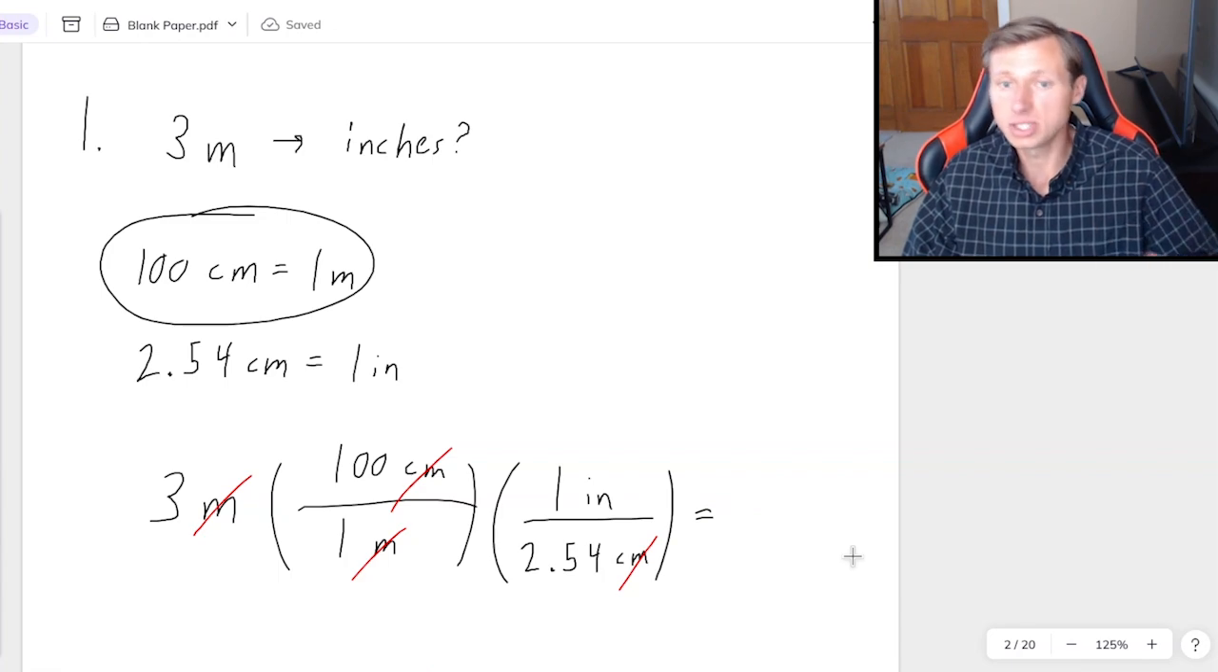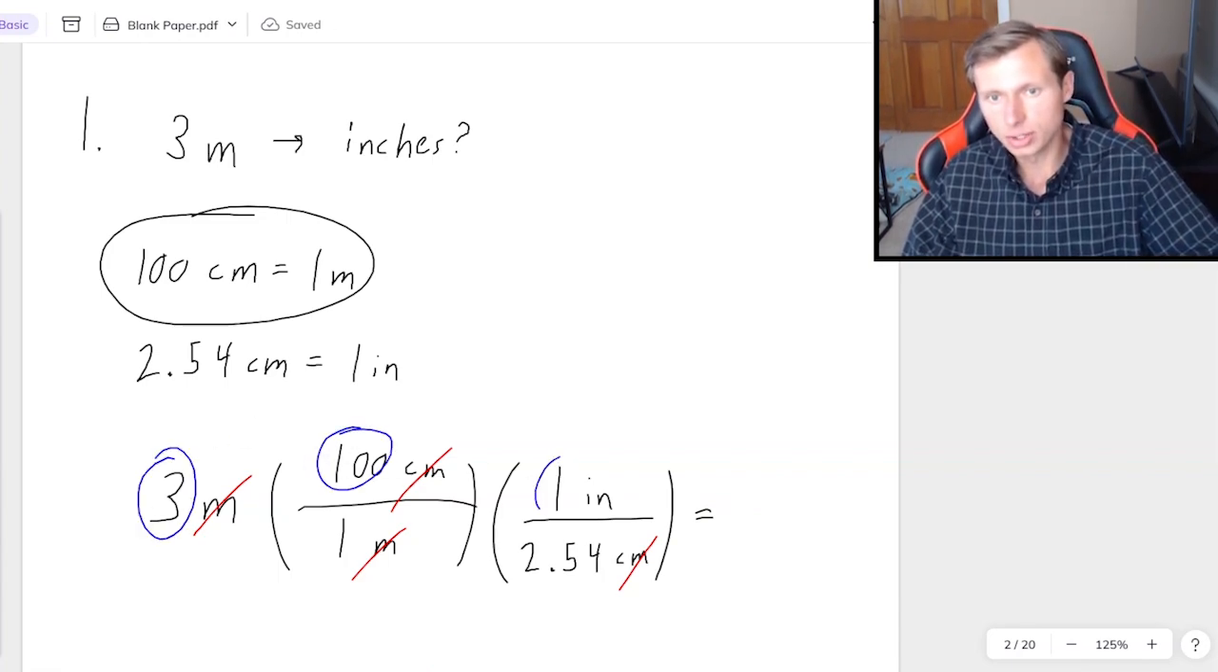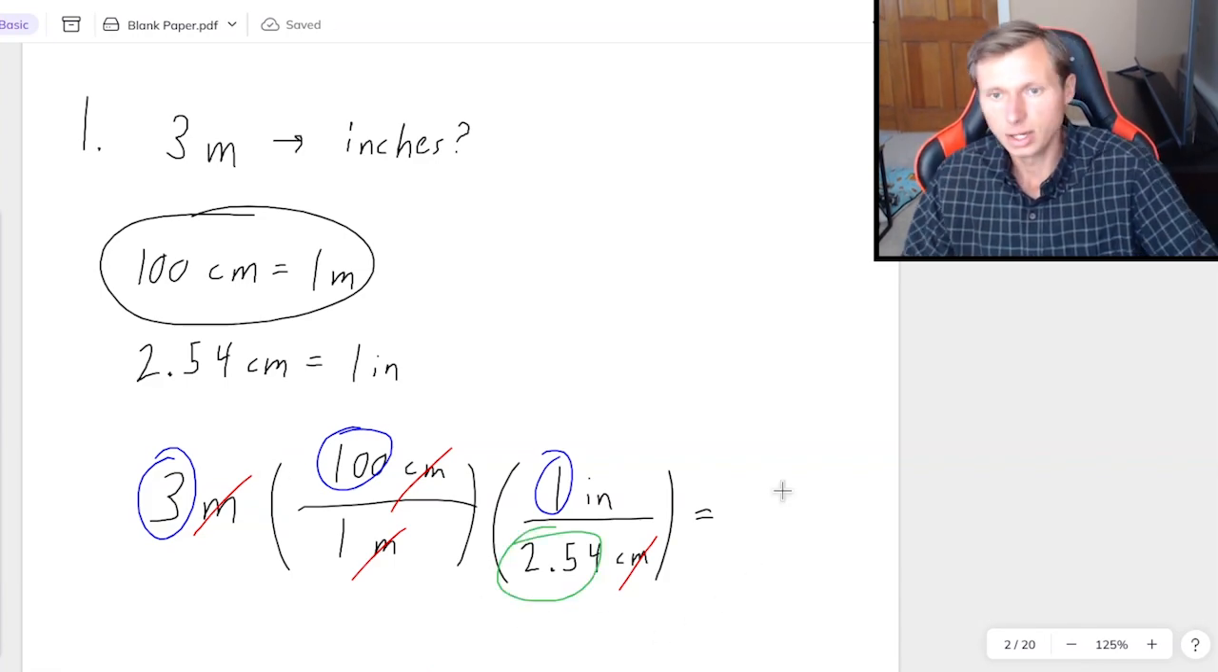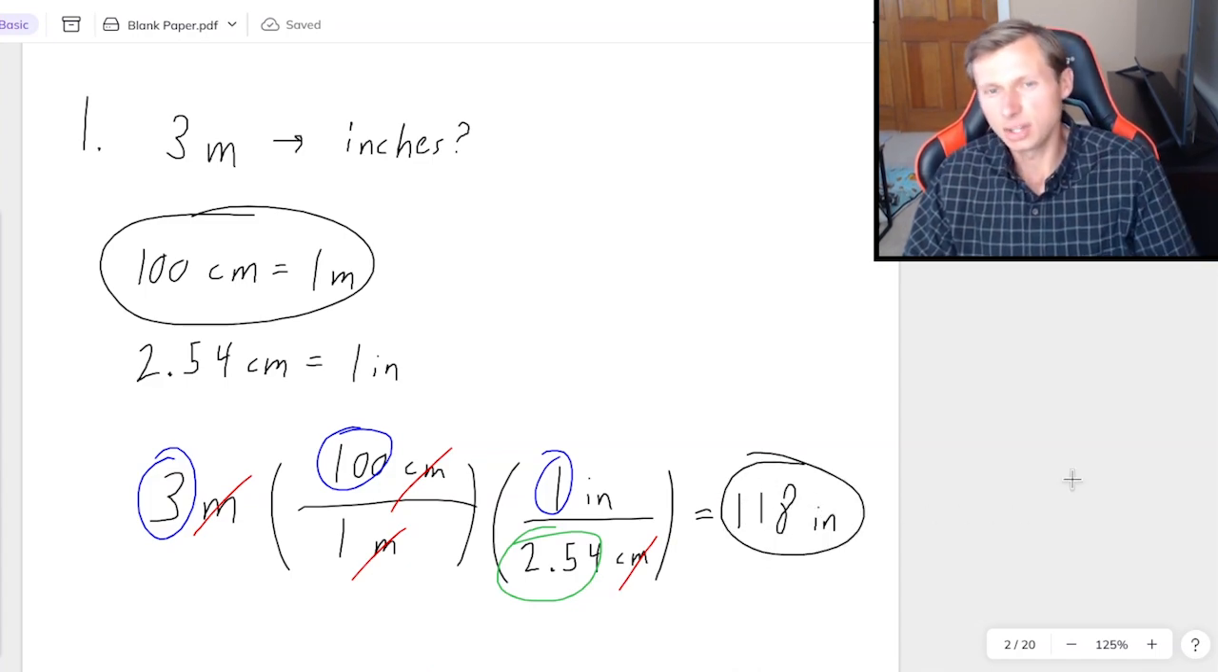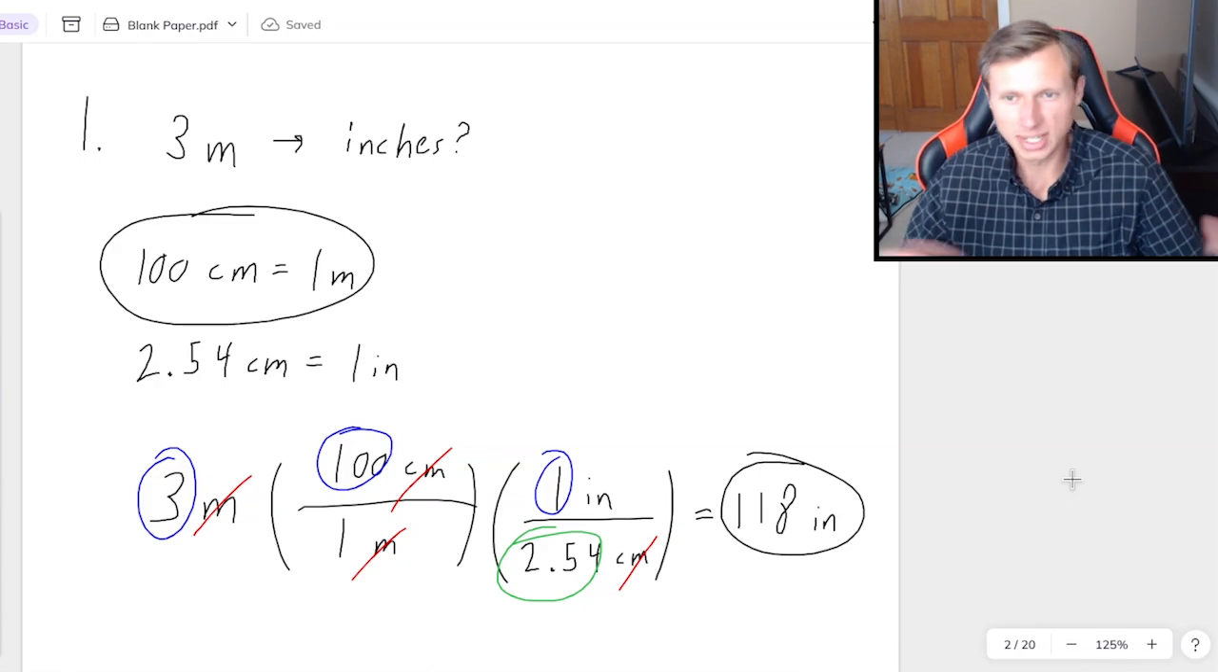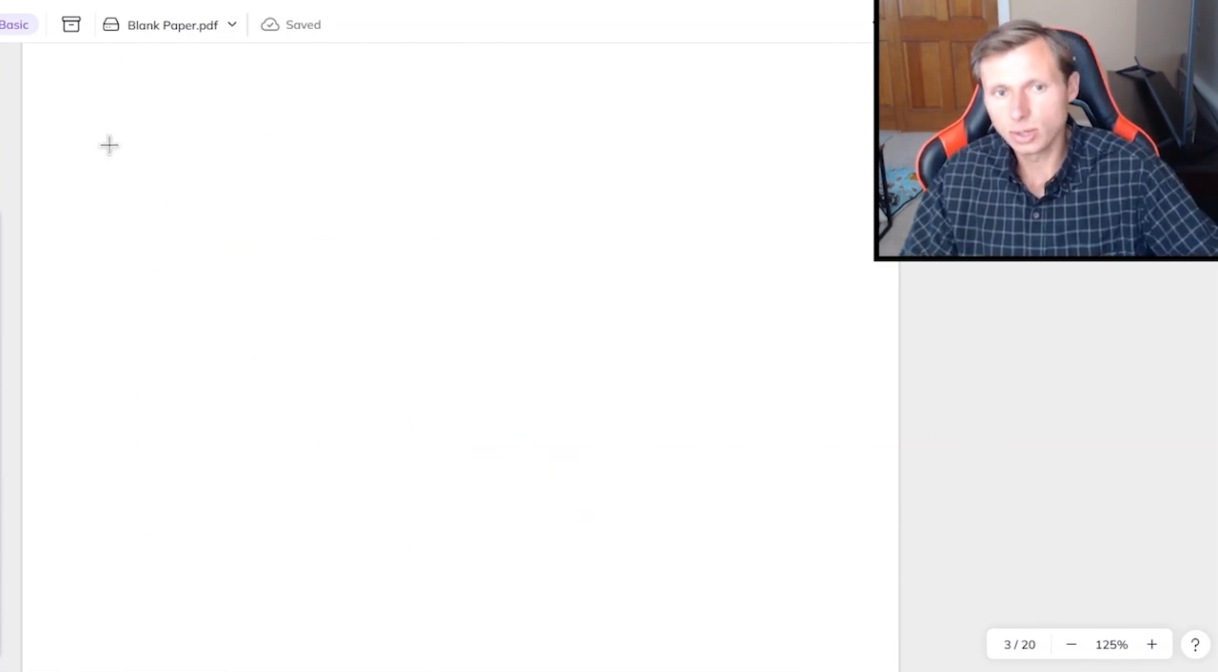So now all my units have canceled. I'm left with inches. And these 3 numbers are in the numerator, while the 2.54 is in the denominator. And after I plug that in my calculator, I get 118 inches. And there we go. That's how we do dimensional analysis. So now let's do a couple more.